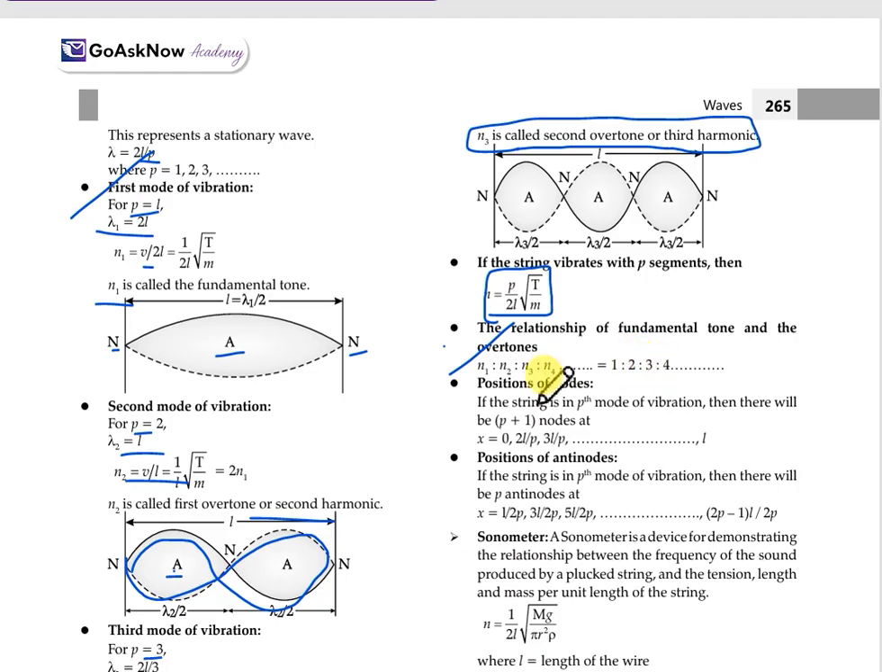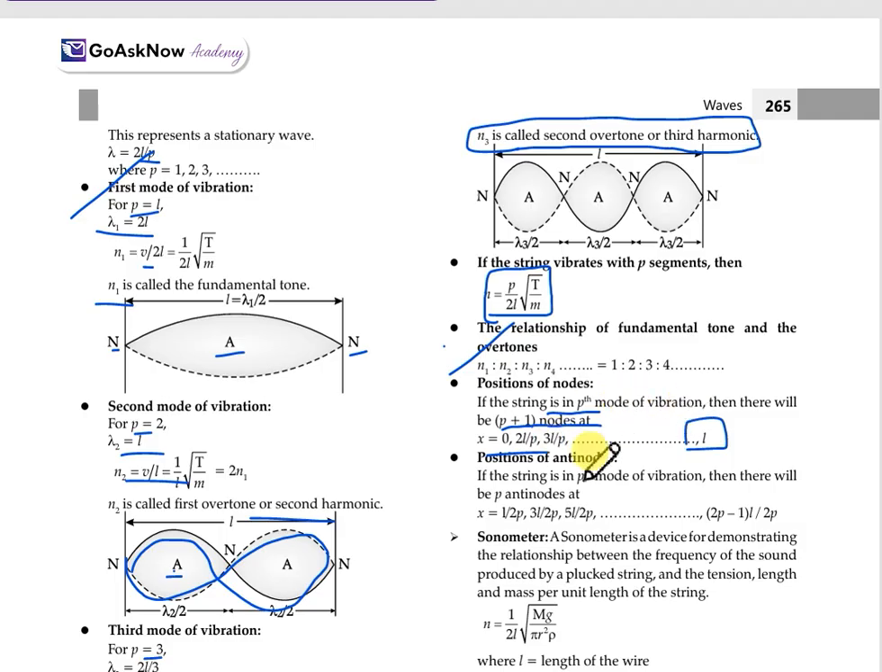Now, the position of nodes. If the string is in the pth mode of vibration, then there will be p plus 1 nodes at x equal to 0, 2L upon p, 3L upon p, and so on, and it will go up to L. This will be the position of nodes for the pth mode of vibration.